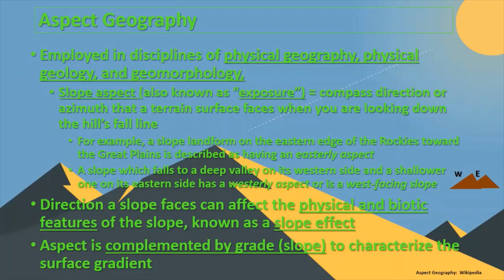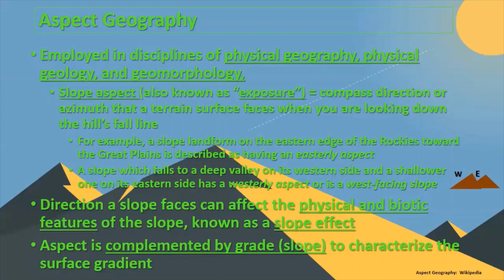So imagine you on a slope and you're looking down. We're saying, well, what orientation does this hill that I'm looking down face on the compass? So I could go through an example: a slope landform on the eastern edge of the Rockies. You can imagine that. Sloping toward the Great Plains is described as having an easterly aspect, so that's how you use the word aspect. A slope which falls into a deep valley on the western side and a shallower one on its eastern side has a westerly aspect, so it's a west-facing slope.